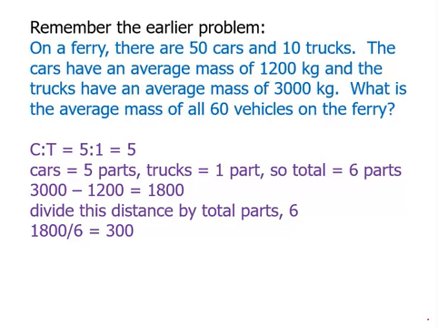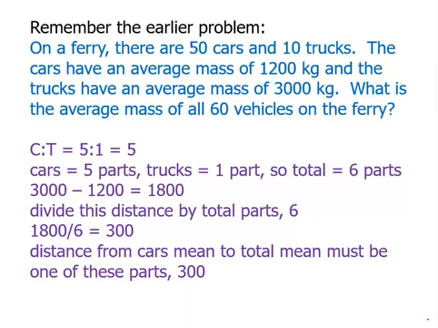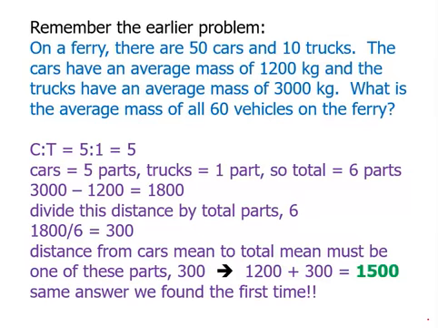And so the easiest thing to do, just start from the cars, which are 1,200, and one part away from that is plus 300. So we move up 300. 1,200 plus 300 equals 1,500. We could also start from trucks, 3,000, move down 5 parts. Well, 5 times 300 is 1,500. 3,000 minus 1,500 is again 1,500. So this is the same answer we found the first time.